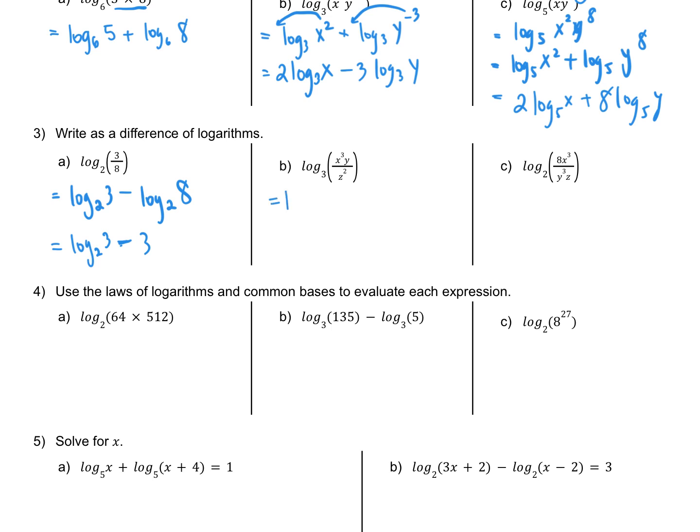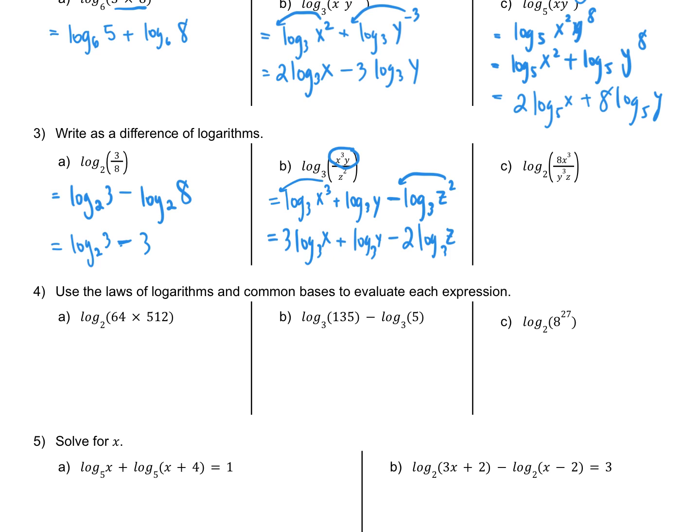For the next one, we have log base 3. Now here in the numerator, the terms are attached by multiplication. So that I can break down into a sum of logarithms. And then the denominator, that's going to be the subtraction. So minus log base 3 of z squared. And now I can drop those exponents and bring them out in front using that third law. So I have 3 log x base 3 plus log y base 3 minus 2 log z base 3.